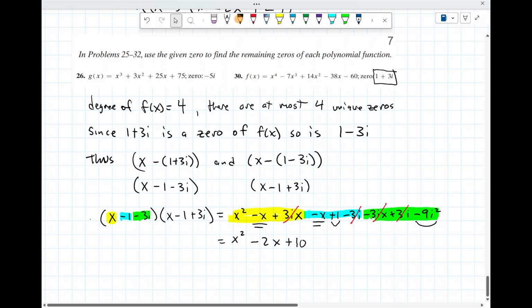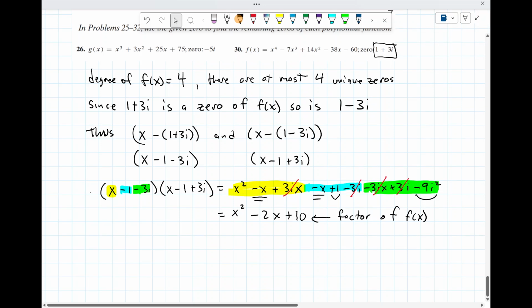Now, what we are going to do next, we have a new factor of f of x, and so we can factor it out of f of x. Now, since it has an x squared term, we can't use synthetic division, but we can use long division to do this.